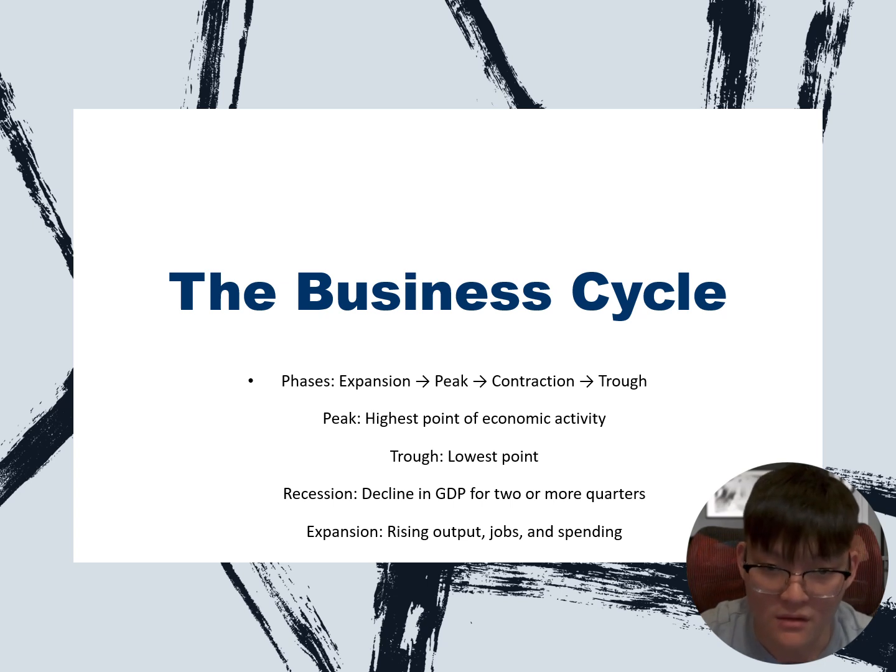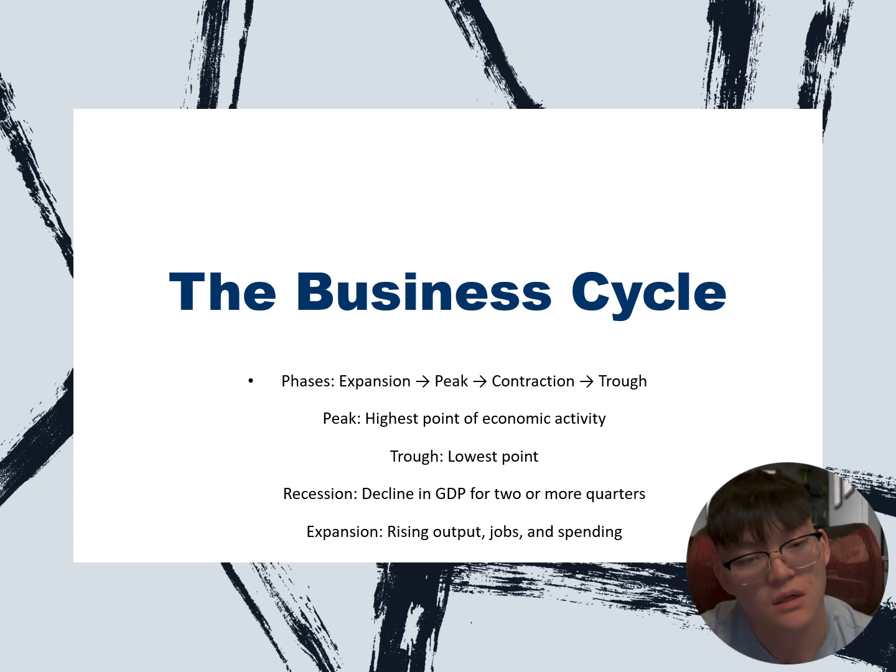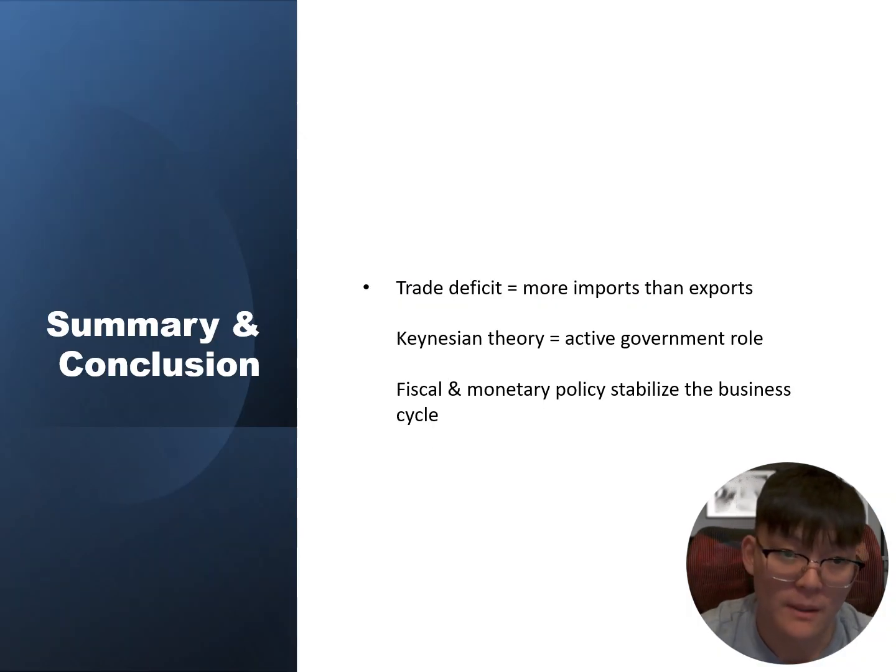where GDP falls for two or more consecutive quarters. Unemployment rises and consumer spending declines. Finally, the economy hits a trough, which marks the lowest point before recovery begins again. Government policies aim to reduce the severity of these contractions and maintain steady, sustainable growth.